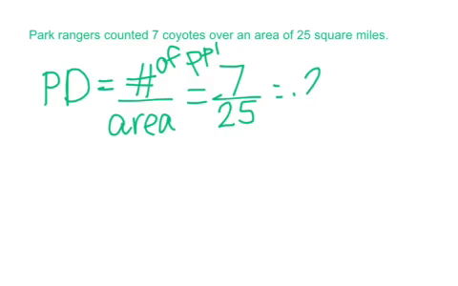So there are about 0.28 coyotes per square mile.